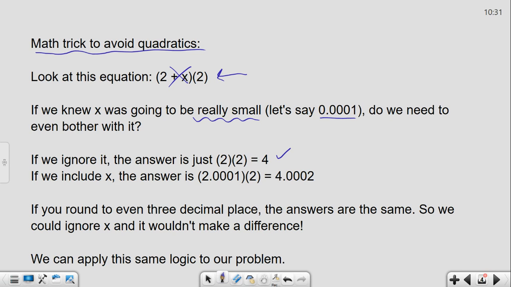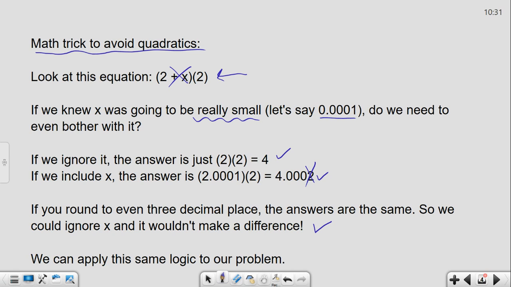I like that one. If you include the x, the answer is 4.0002. Now, given whatever the context of this question is, if you're rounding to 1 decimal spot, 2 decimal spots, even 3 decimal spots, guess what? That 2 doesn't matter at all. The answer's the same. If you'd ignored x, all it would have done is made your math easier and not changed your answer. So ignoring x in this case would be a good thing because it makes your math way easier and doesn't actually change your answer out to like the 4th decimal place.